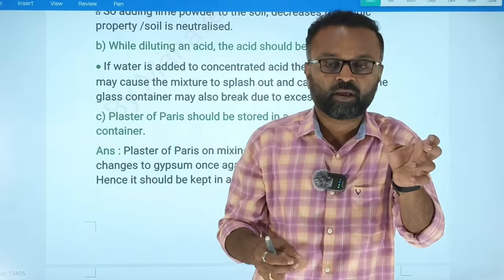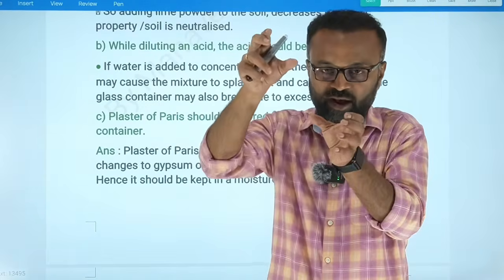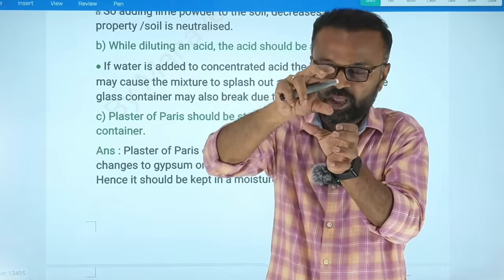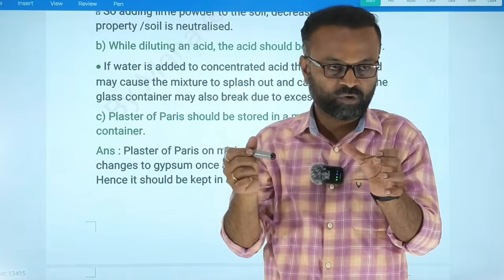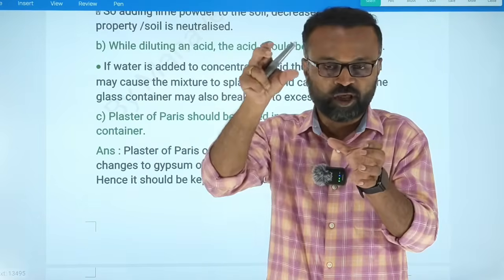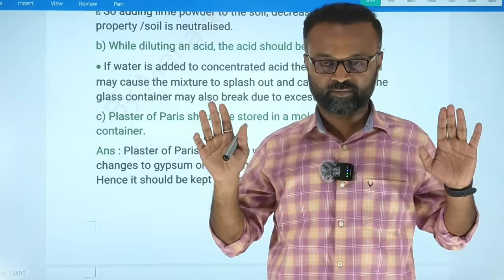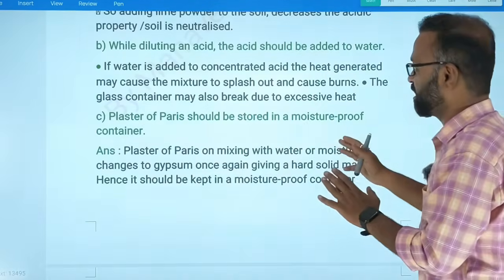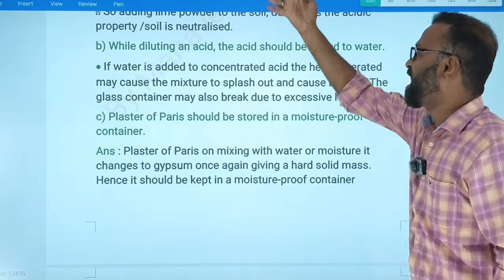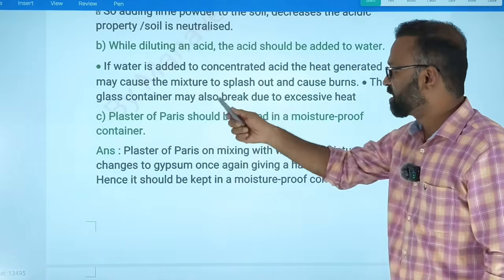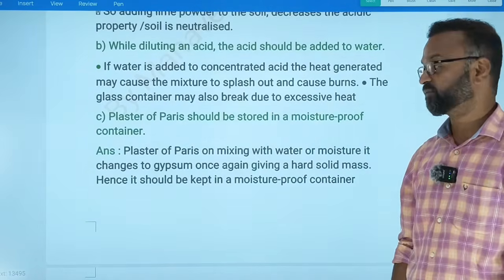That's the reason what we should do. We should take the required amount of water and add the acid slowly with constant stirring. What we should add? Acid into the water slowly, not water into the acid. Clear? Same thing they are given here. If water is added to the concentrated acid, the heat generated may cause the mixture to splash and cause burns. The glass container may also break due to the excessive heating. So, you should be very careful.